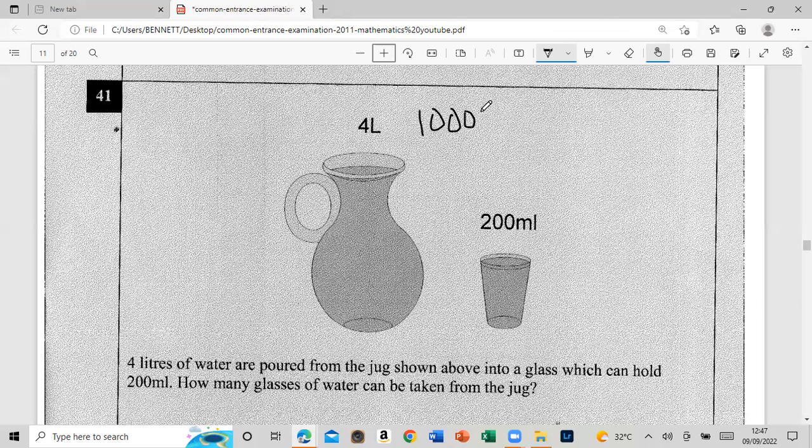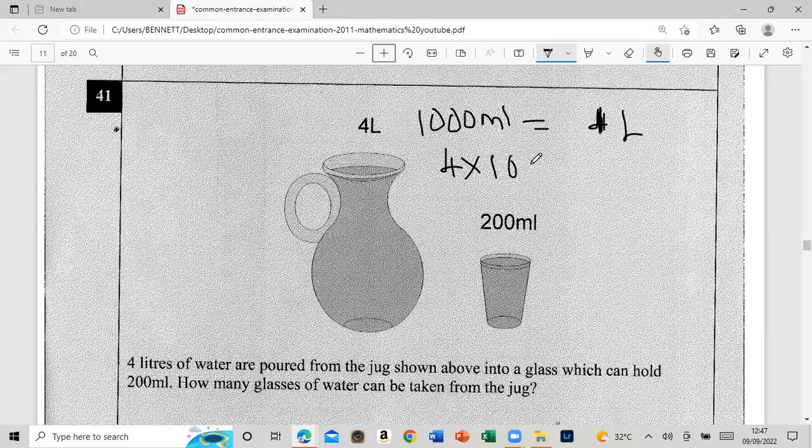You guys should have discussed this with the teacher. I know I'm going to discuss this with my students: to make 1 liter, what am I putting here? Right? So if you have 4 liters, it means that you have 4 times 1000. So in total, you have 4000 milliliters. So it's 4000 milliliters.